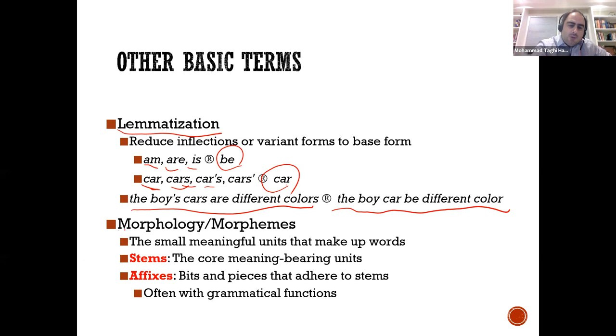Another thing is morphology, or morphemes. These are the small meaningful units that make up words. Essentially you consider a word and try to chop it into small pieces. There is a stem, which is the core or root of it, and the affixes, which are attached to the root. These generally carry grammatical functions.